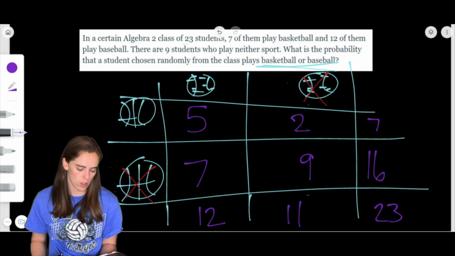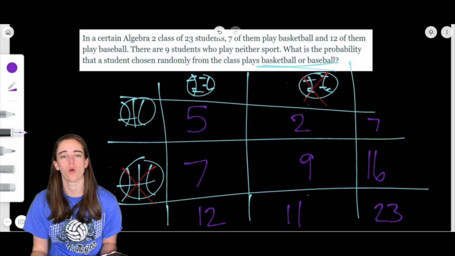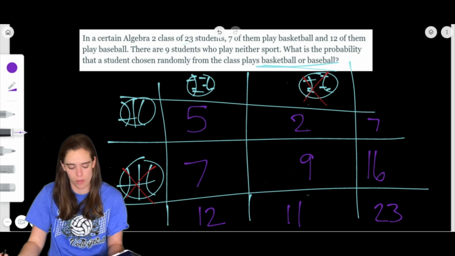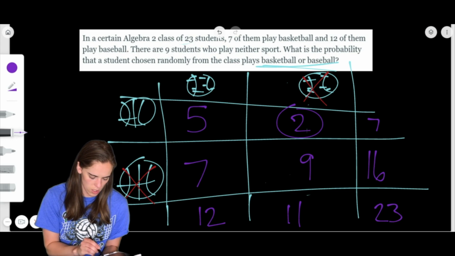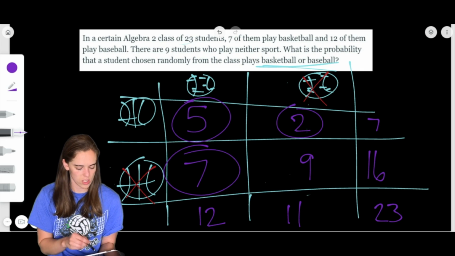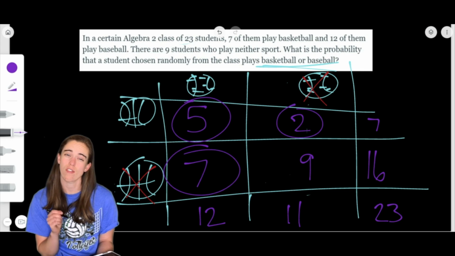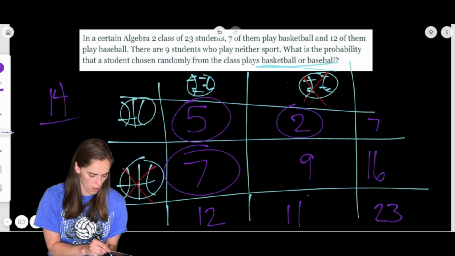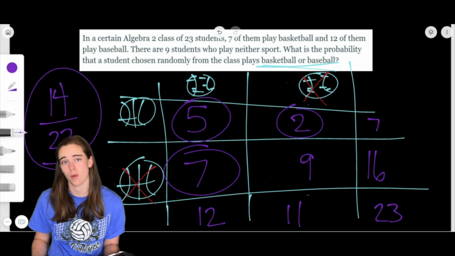So for this one, our final question was, how many play basketball or baseball? So here they can play just basketball, they can play just baseball, they can play both. So I'm actually looking at this one, and this one here. I'm going to add those all together. I have 7 plus 5, that's 12, plus 2 more is 14. So I have 14 out of a total of 23 students who play at least basketball or baseball.